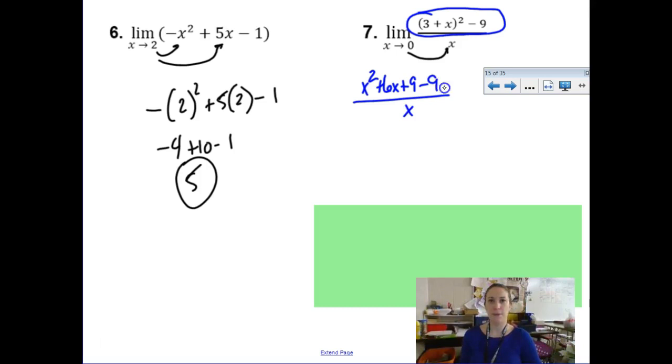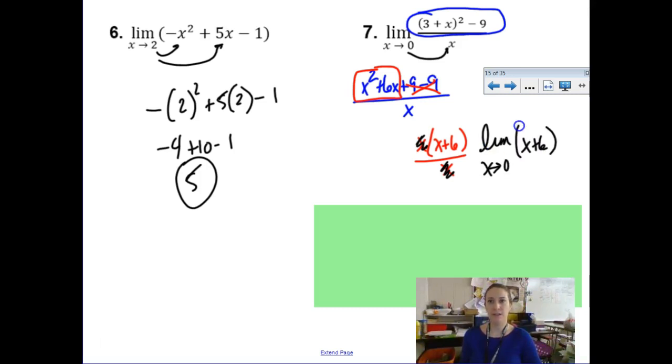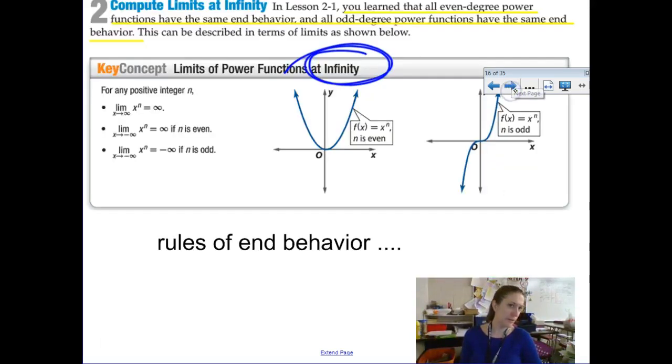Okay, I see what's going to happen here. The 9's are going to cancel, and then this remaining part can factor. You can take an x out of it, so it's x times (x plus 6) over x. And now I can remove the discontinuity. Boom. So we're going to find the limit as x approaches 0 of the new function x plus 6. Let's just directly plug in a 0. The answer is 6. Good, good.